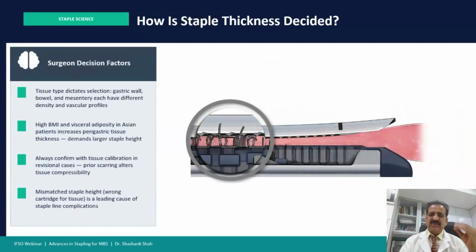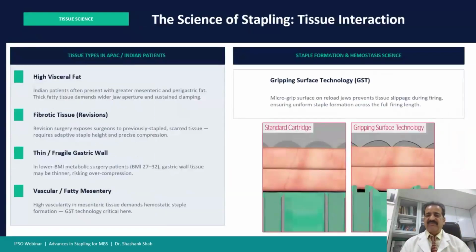If the tissue thickness is too thin, you see this. If the tissue thickness is too thick, probably the formation may not be complete. Therefore, appropriate choice is important.